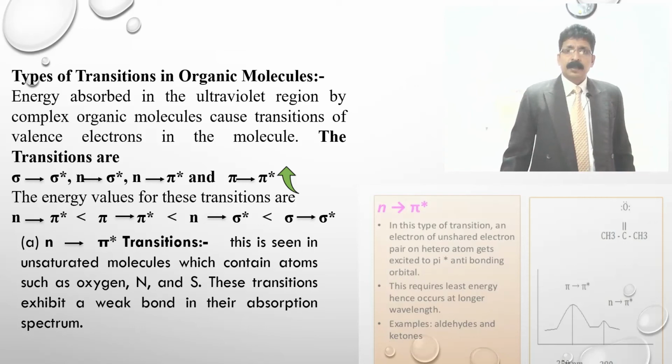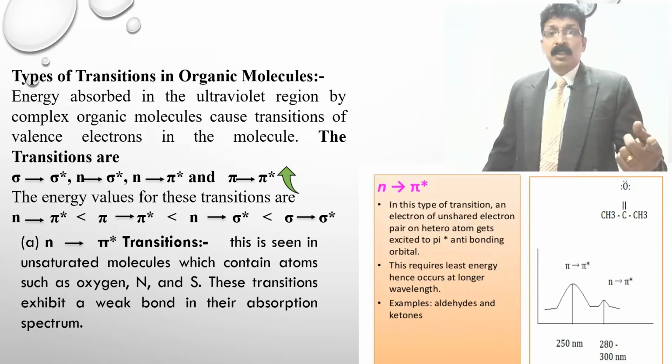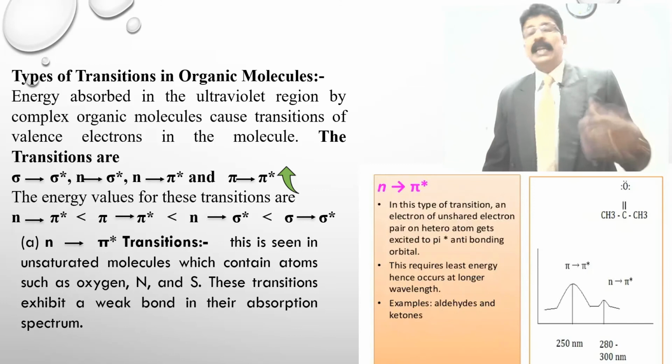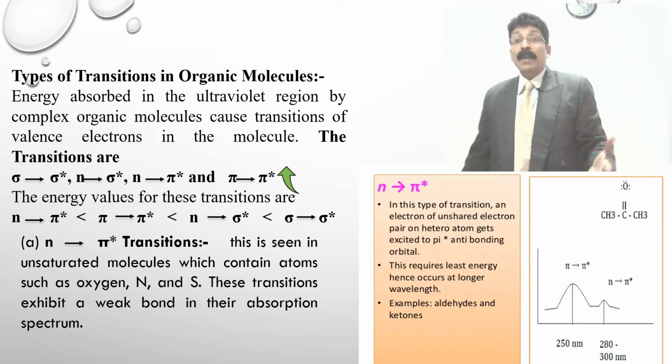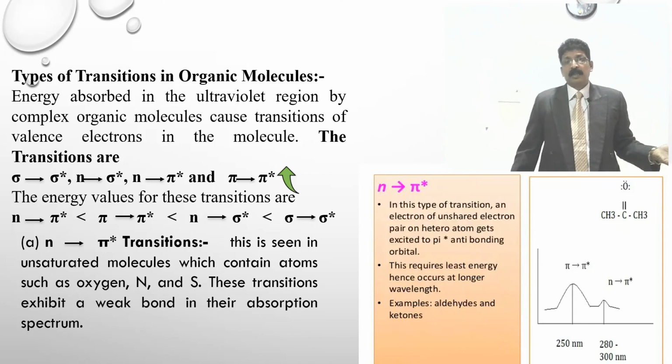So you can see that in this n to pi star transition, an electron of an unshared pair of electrons on a hetero atom, that means oxygen, nitrogen, or a halogen like chlorine, bromine, fluorine, iodine, anything can be there, gets excited to the pi orbital. Where is the pi electron? Double bond. You see the structure? Even a ketone has a double bond system. The carbonyl group also has the same system which can give this n to pi star transition. This requires least energy, hence occurs at longer wavelength. Least energy, longer wavelength.